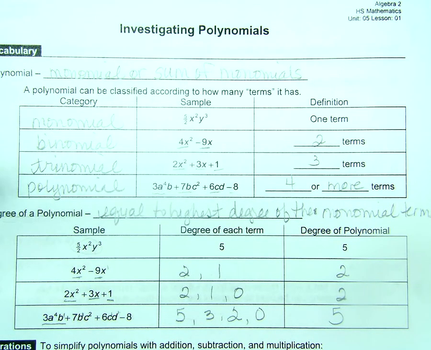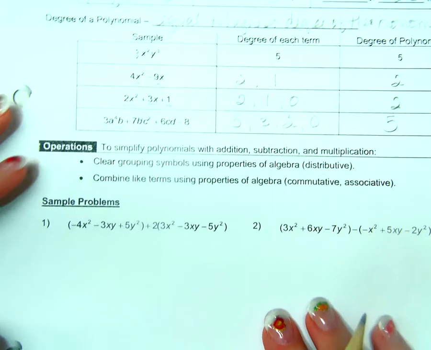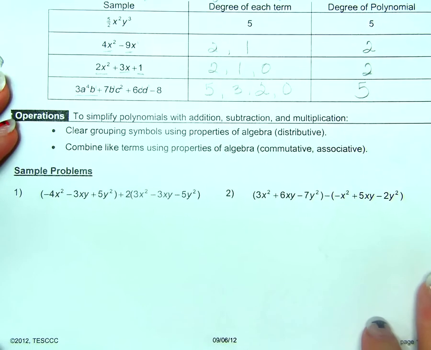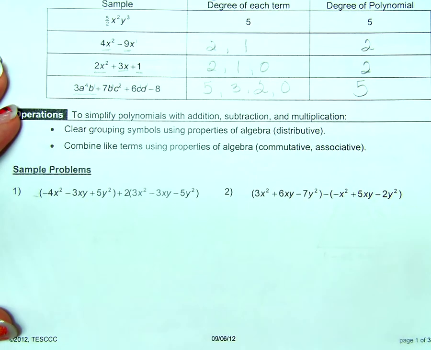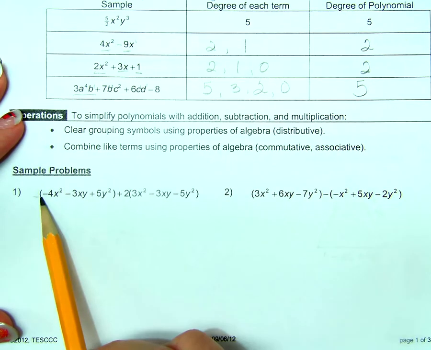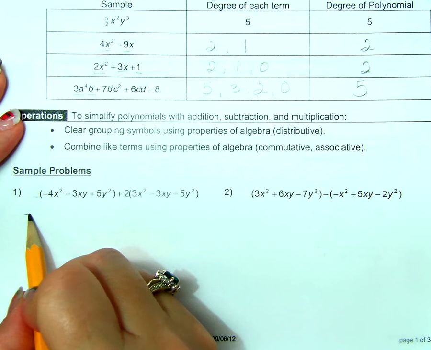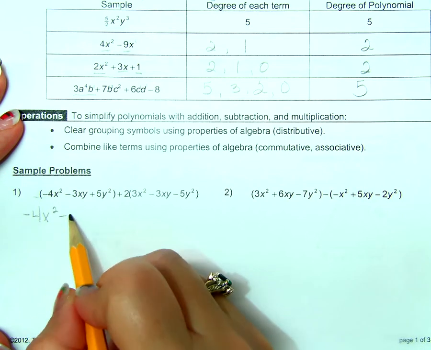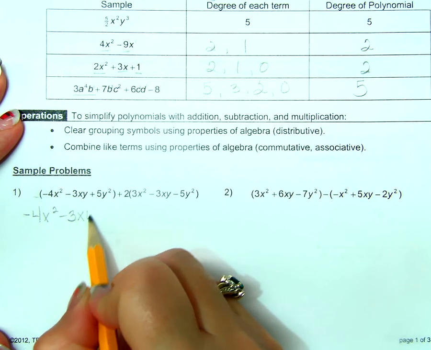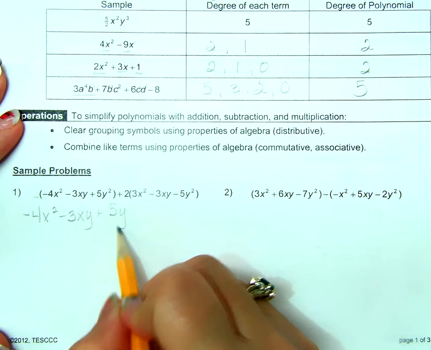Okay? So when we're doing operations with polynomials, hopefully you realize we're combining like terms. If there's any multipliers out front, we have to take care of that first. There's not any multipliers out in front of this. So it just becomes what it is. Negative 4x squared minus 3xy plus 5y squared.